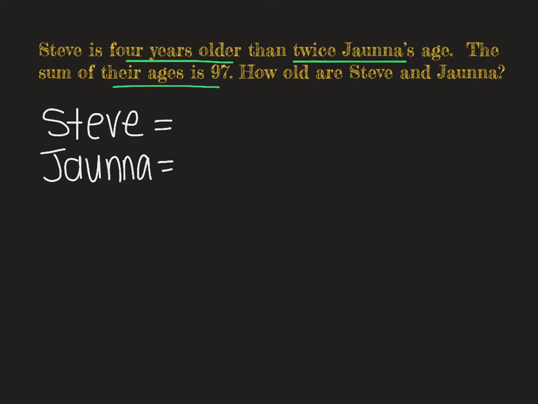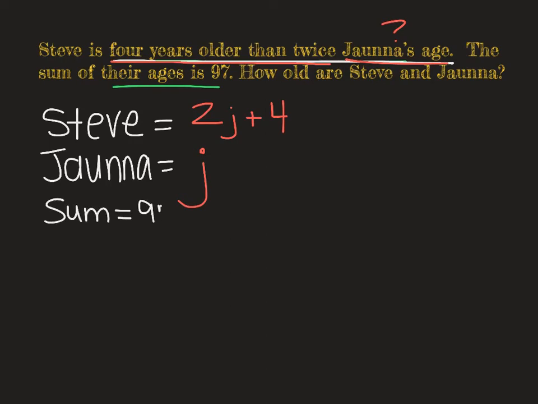And then I'm going to reread to see what it is that we know about them. We know Steve is 4 years older than twice Jonna's age. Well, I don't know what Jonna's age is, do I? So if we knew Jonna's age, we could find Steve's age. So what we'll do is I'm going to use J for Jonna. Well, then Steve is 4 years older than twice her age. So, well, twice her age would be 2 times J, and 4 years older than that would be 2J plus 4. And then we know also that the sum of their ages is 97.